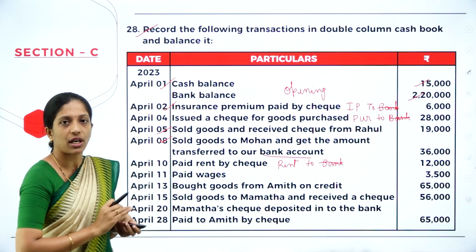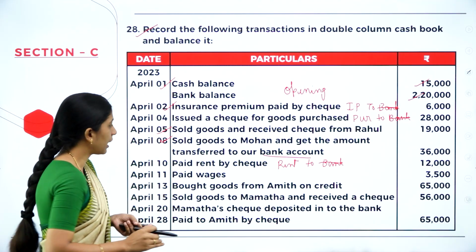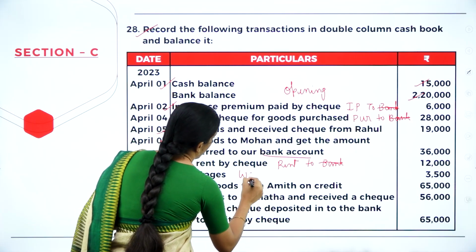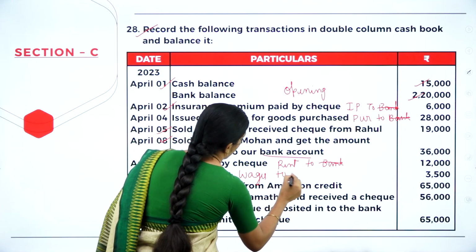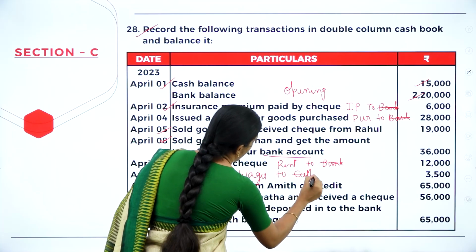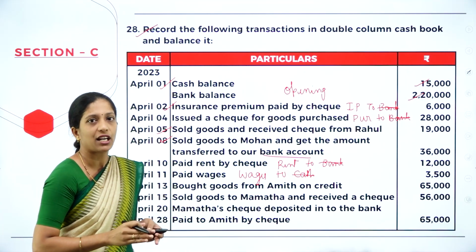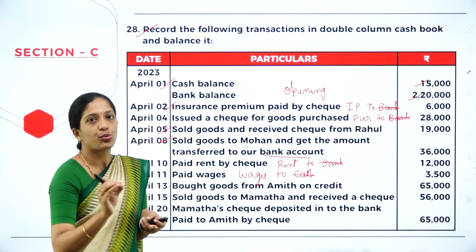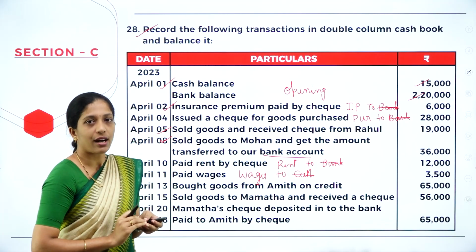But it is understood that if they have not given anything, it is paid by cash. So your entry is wages account debit to cash account. So I am going to strike out cash here because we are preparing a two column cash book where there are cash as well as bank columns. So I am going to strike out cash.